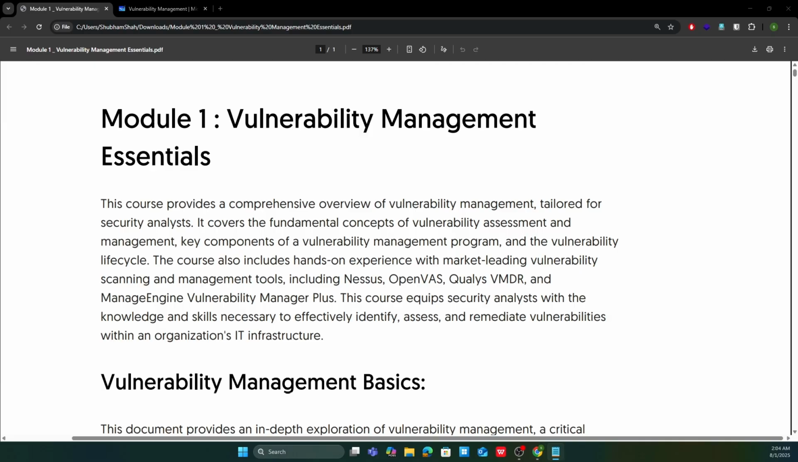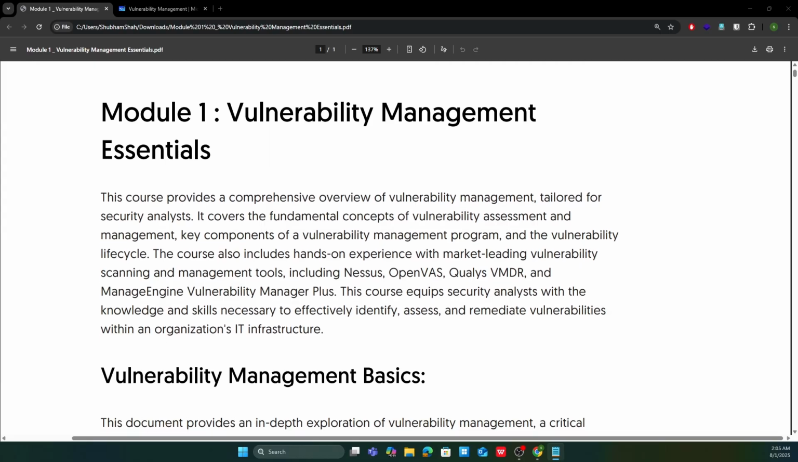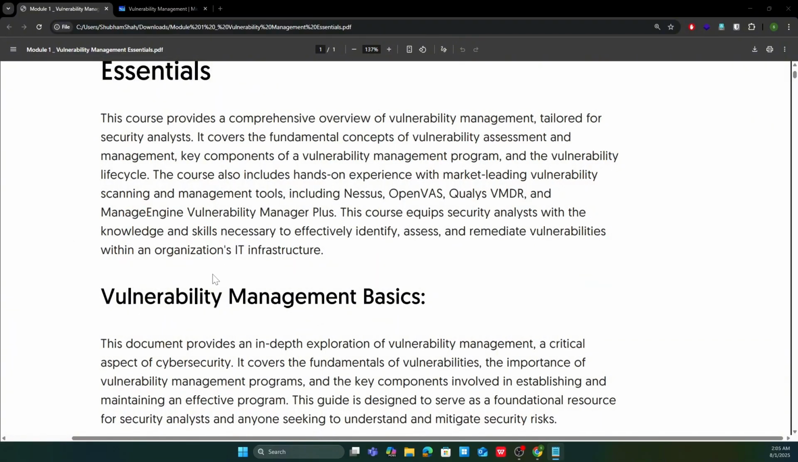This course is designed to provide a comprehensive overview of vulnerability management, tailored specifically for security analysts. Over the course of this module, we will cover fundamental concepts and some key components of the vulnerability management program. We will also provide hands-on experience with market-leading vulnerability scanning and management tools, including Nessus, OpenVAS, and Qualys VMDR. By the end of this course, one will have the knowledge and the skills necessary to effectively identify, assess, and remediate vulnerabilities within the organization or IT infrastructure.